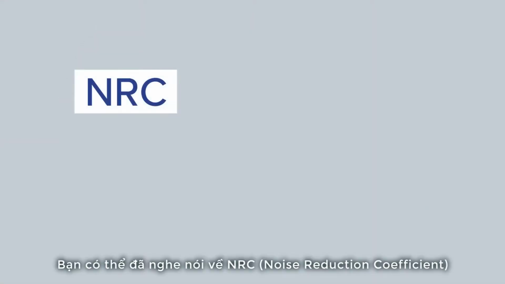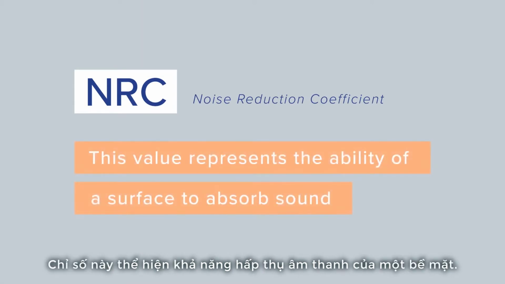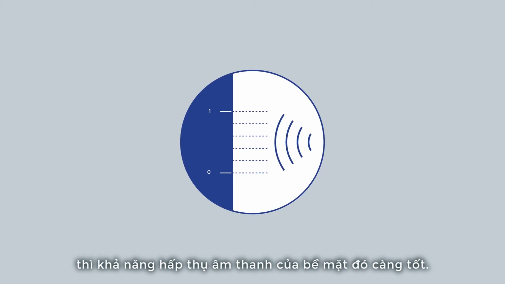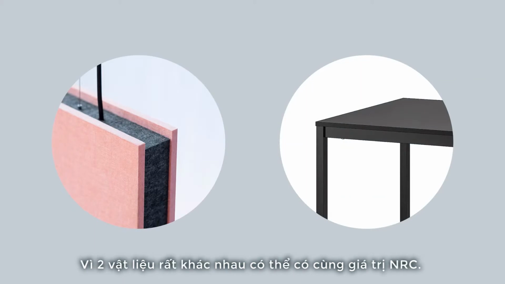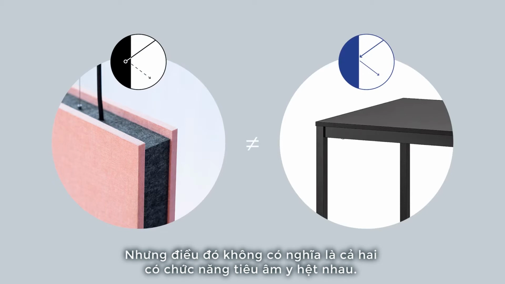You may have heard of NRC, the noise reduction coefficient of a product. This value represents the ability of a surface to absorb sound. It's pretty simple. The higher the NRC, the better the sound absorption. However, the use of NRC has its limitations, because two very different materials may have the same NRC value, but it doesn't mean they perform the same way.